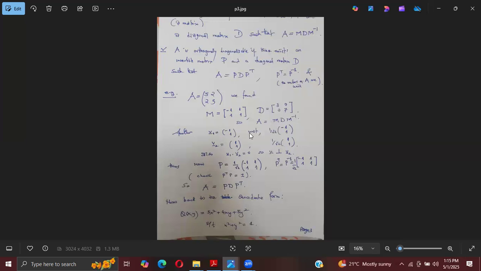So really, what I'm doing is modifying my M to become P. You can see M and P, what's the difference? M is actually P, only that for P I divide by root 2, multiplying by 1 over root 2. Why? Because the length of these two vectors is the square root of 2.